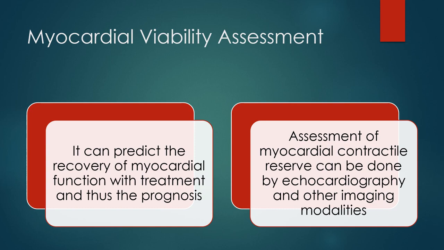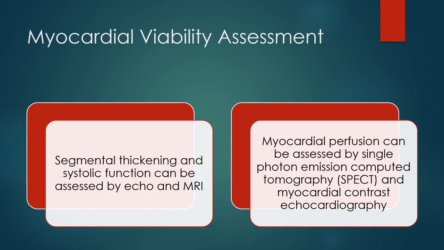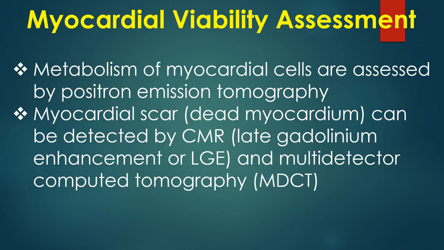Assessment of myocardial contractile reserve can be done by echocardiography and other imaging modalities. Segmental thickening and systolic function can be assessed by echo and MRI. Myocardial perfusion can be assessed by single photon emission computed tomography and myocardial contrast echocardiography. Metabolism of myocardial cells is assessed by positron emission tomography. Myocardial scar can be detected by CMR, seen as late gadolinium enhancement or LGE, and by multi-detector computed tomography.